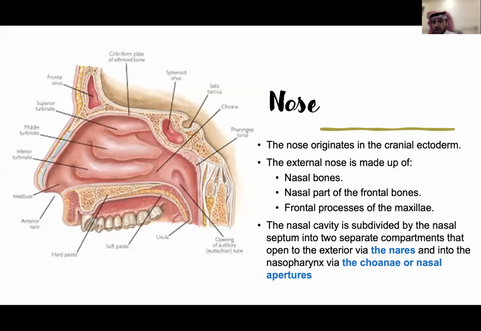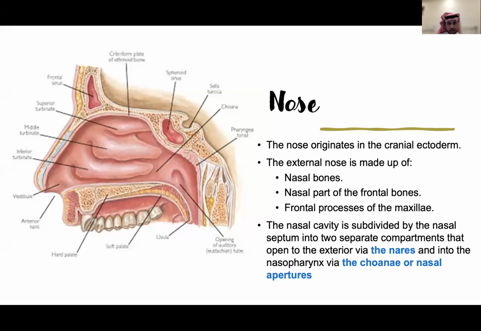So the nose here originates from the cranial ectoderm, and the external nose here is made from the nasal bone and the cartilage, the nasal part of the frontal bones also, and also the frontal process of the maxilla. When you look inside the nasal cavity here, it is divided by the nasal septum, which divides the nose into right and left. And it also opens to the external side, what we call nares.